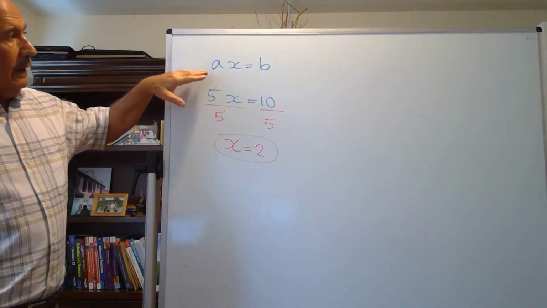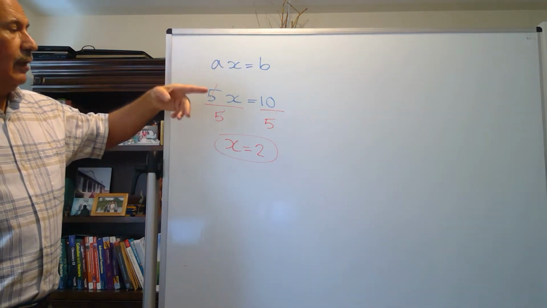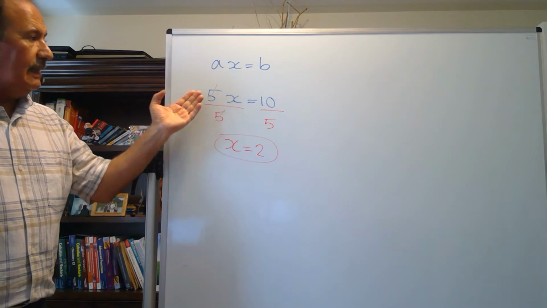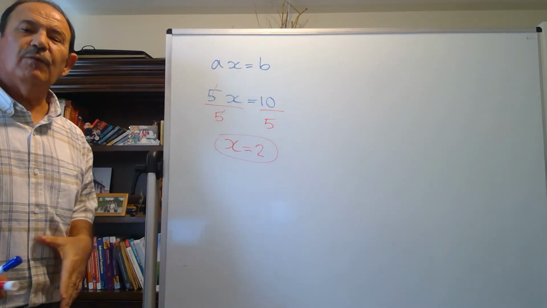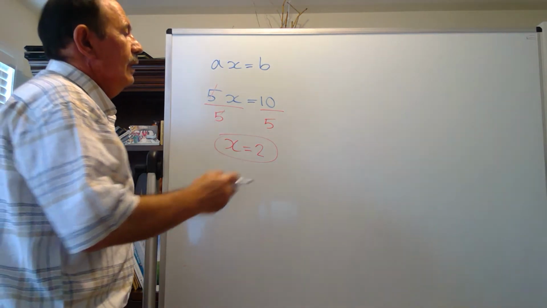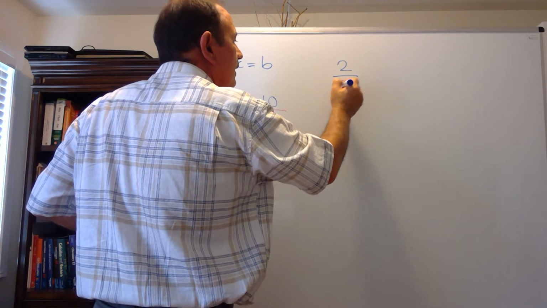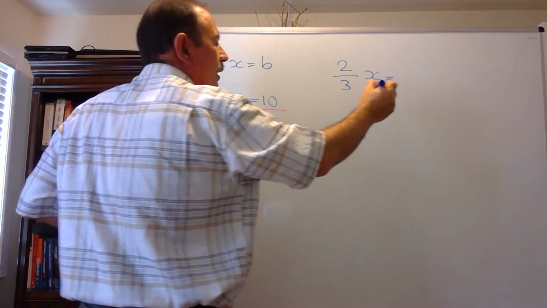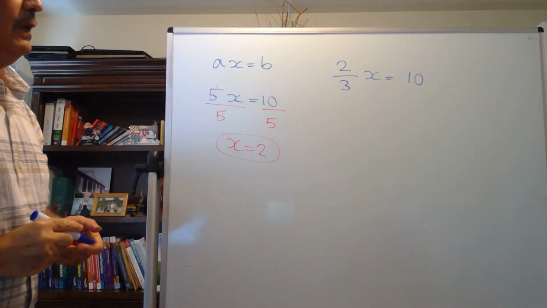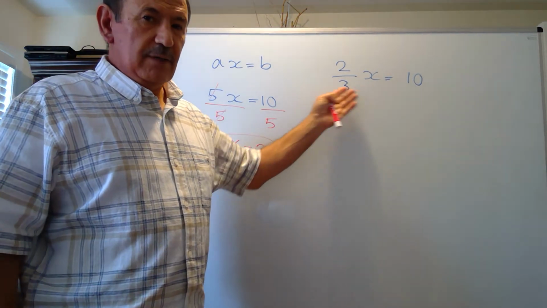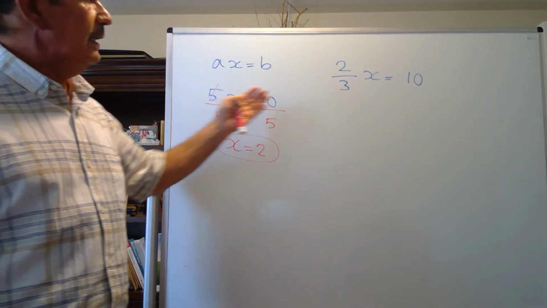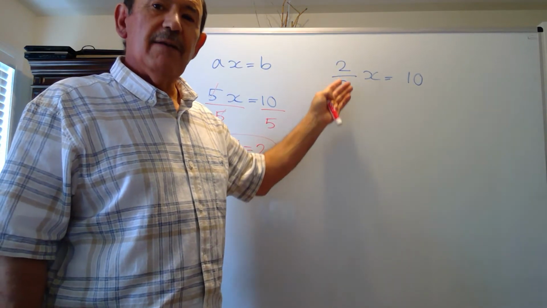Now, as I already told you, in the expression 5x, the name of the 5 is coefficient. In this case the coefficient is 5. But what if, instead of 5, the coefficient was in fraction format? As an example, if we have 2 over 3 x is equal, as an example, 10. Okay? How we can solve this type of equation? Can you compare these two? In the first one, the coefficient of x was a number. In this case, the coefficient of x is a fraction.